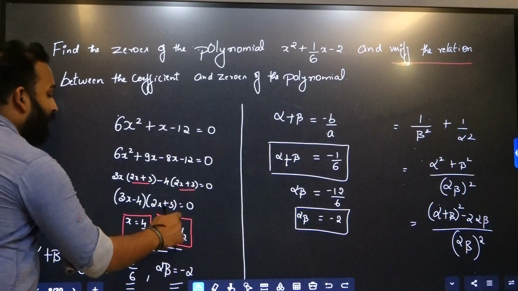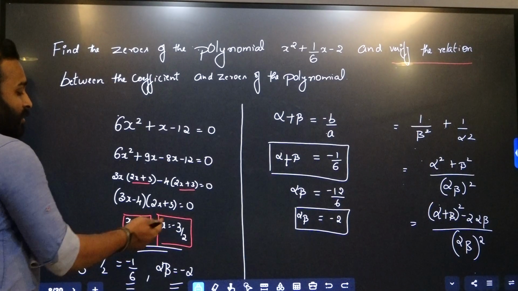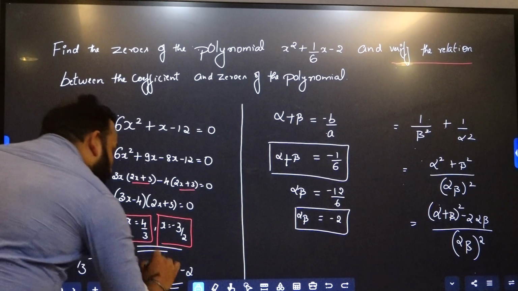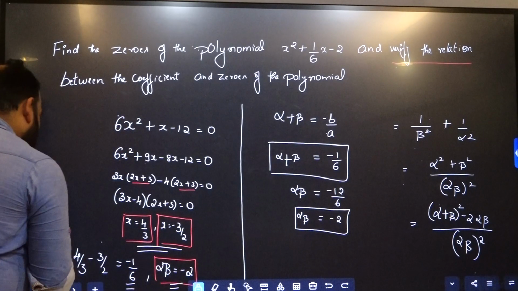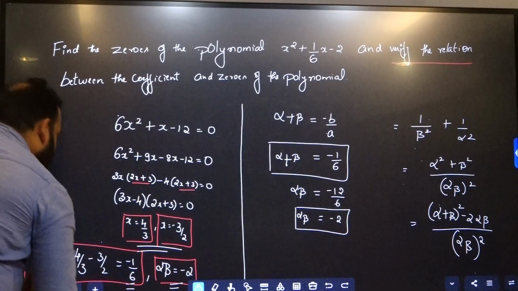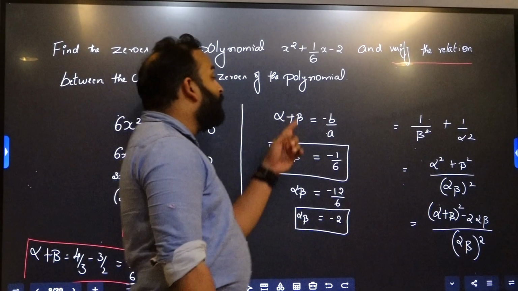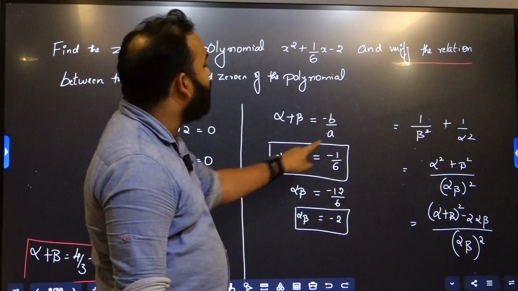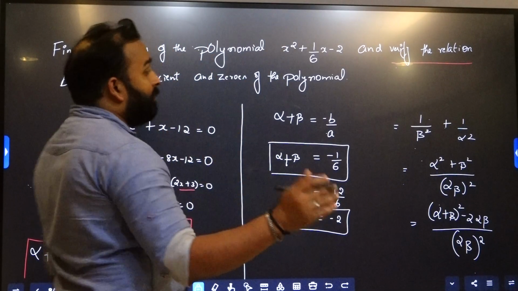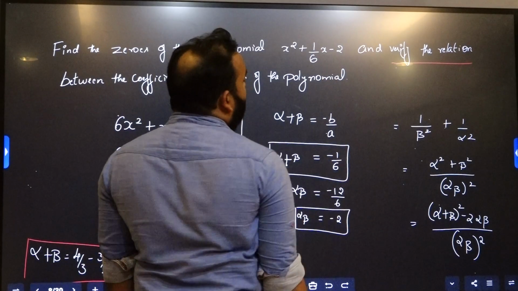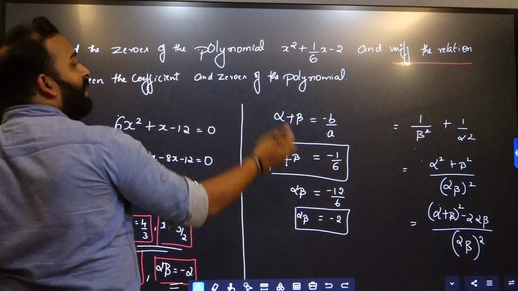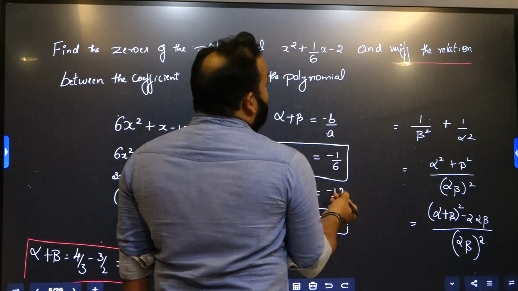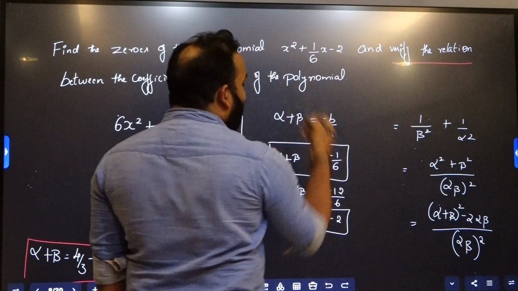Yes, when you multiply, minus 3 plus 3 gets cancelled. Minus 1 will remain, 2 times 4, so minus 2 is remaining here. So you got alpha into beta and you got alpha plus beta. Now verify using alpha plus beta equal to minus b by a, children. Alpha plus beta is equal to minus b by a. From the question, it's clear that alpha plus beta is minus 1 by 6. Yes, because your b is 1 by 6, so minus b by a, minus 1 by 6 by 1. So alpha beta is c by a, which is minus 2 by 6.